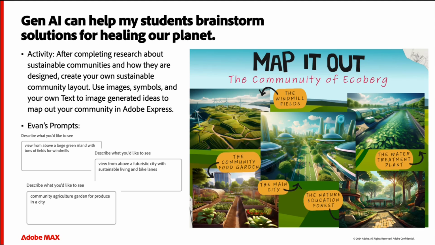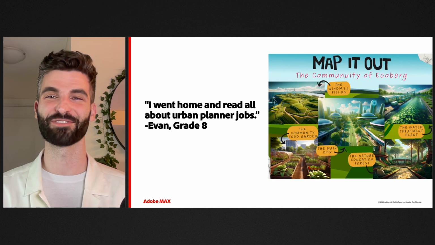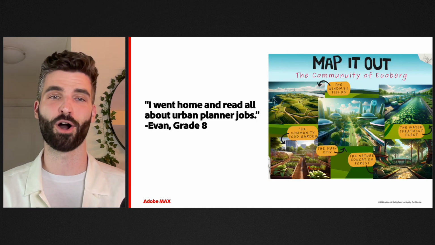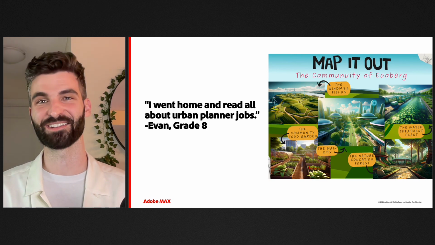in Adobe Express. And here are some things that grade 8 Evan was able to generate from his mind, from his own thoughts and learnings on sustainability. He typed in things like the view from above of a large green island with tons of fields for windmills, and we got some windmill fields. We had the view from above, a futuristic city with sustainable living and bike lanes. And all this came together to create Evan's City of Tomorrow. When asked about how this project made him feel, Evan said, "I went home and read all about urban planner jobs. I don't hear kids doing that very often for other activities."